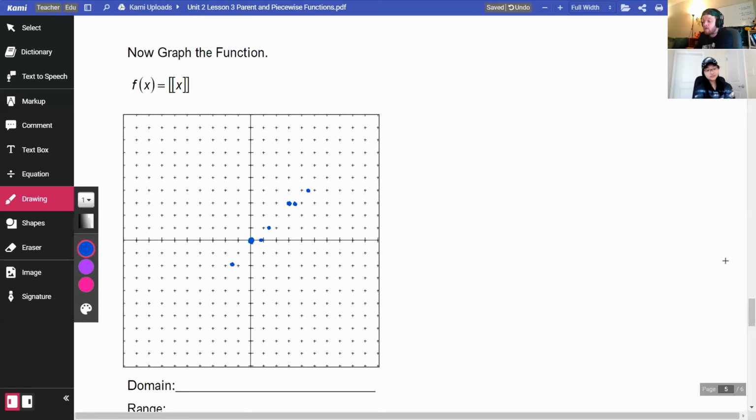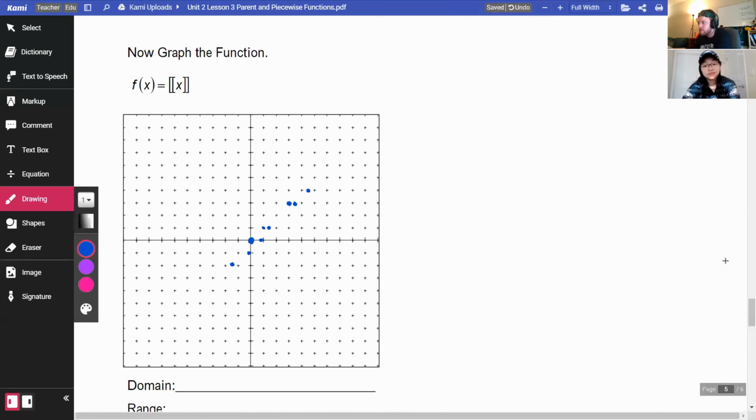So 0.999999999 goes to 0. What about negative 0.00000000001? That goes down to negative 1. What's happening at this point? What happens when I plug in 1? When you plug in 1, you get 1.